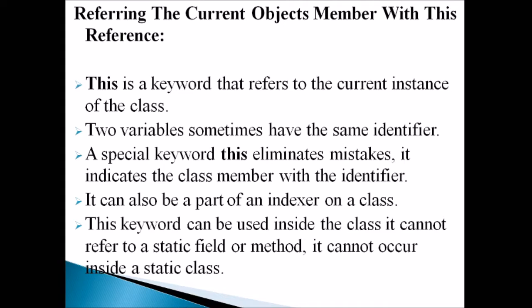Sometimes there may be two variables with the same name. Those variables are called identifiers. Sometimes two of those variables can have the same name. At that time, the keyword this eliminates the errors from occurring, and also it indicates the class member with the identifier.